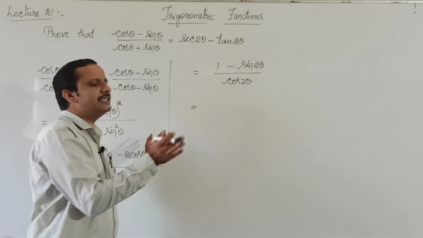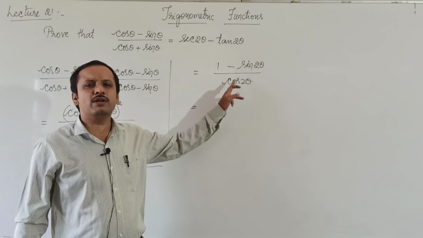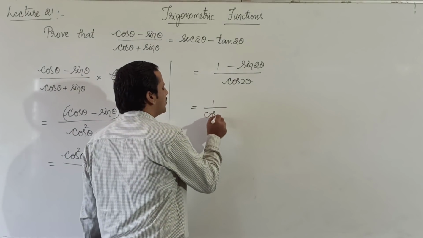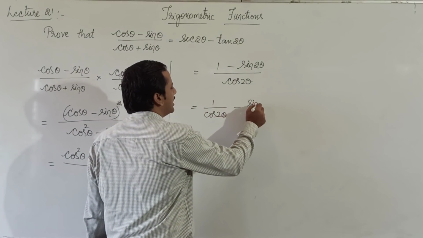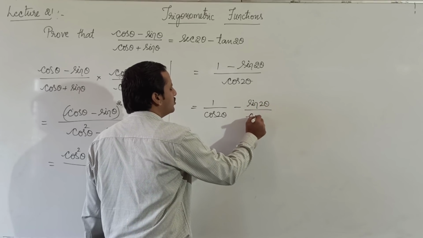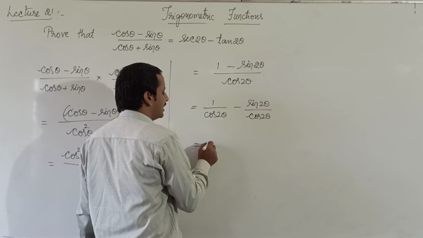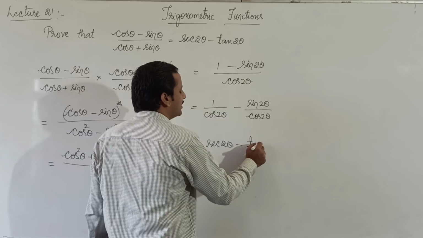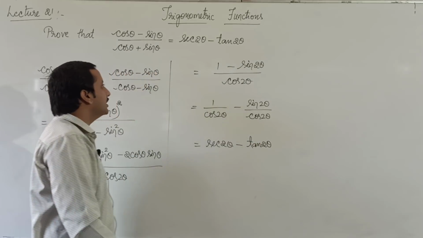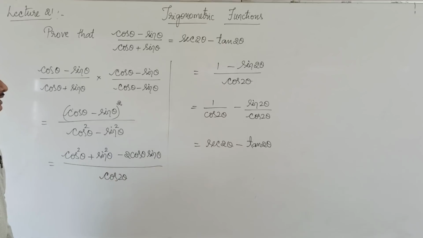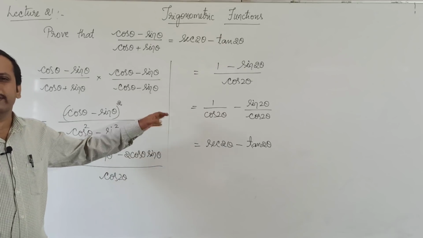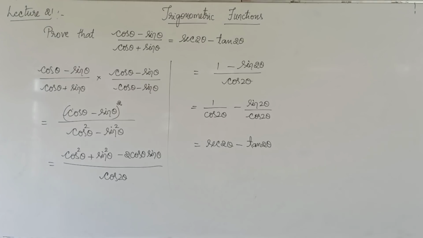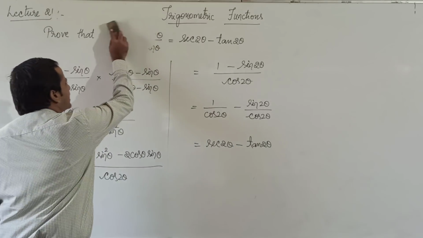Now I will split this into two terms. I can write this as 1 by cos 2 theta minus sin 2 theta by cos 2 theta. 1 by cos 2 theta is equal to secant 2 theta, minus sin 2 theta by cos 2 theta, which is equal to tan 2 theta. So we have got the answer we were looking for. We were asked to prove that this is equal to secant 2 theta minus tan 2 theta. Okay, let's go to the next question.